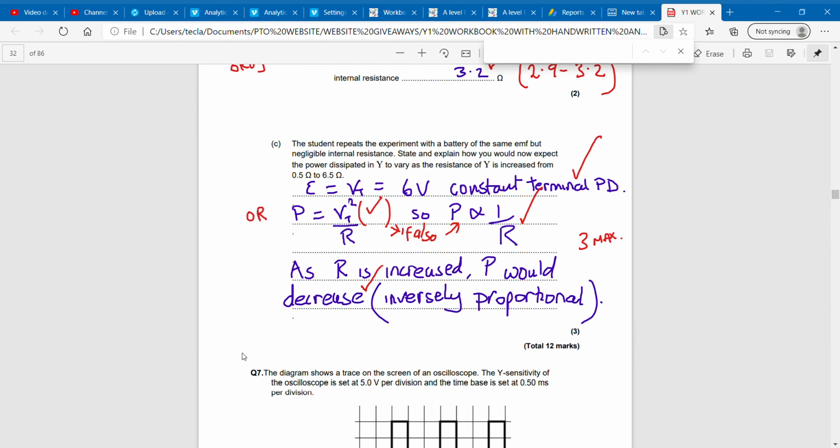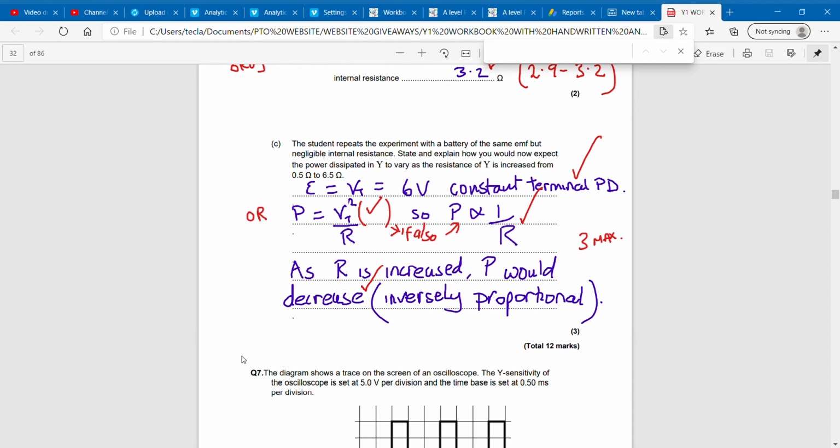Part C, the student repeats the experiment with a battery of the same EMF but negligible internal resistance. State and explain how you would now expect the power dissipated in Y to vary as the resistance of Y is increased from 0.5 to 6.5 ohms. So the EMF is equal to the terminal potential difference now, because there's negligible internal resistance. We'll assume there's none. So the EMF is equal to terminal potential difference, which equals 6 volts, and that's a constant terminal PD.